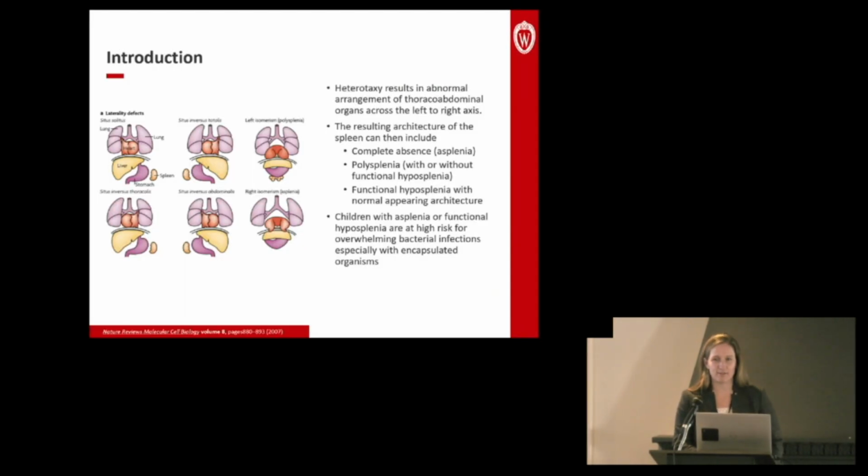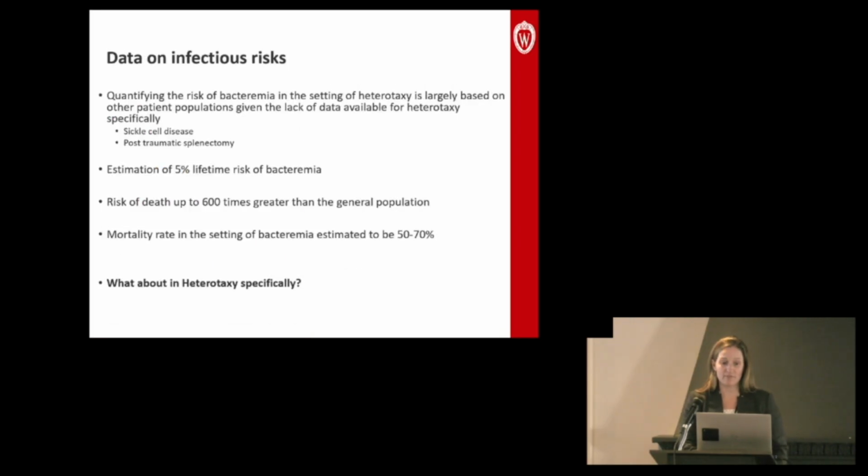Dr. McDonald did a great intro for some of my talks, so I'm not going to have to go over everything. As we've heard many times today, heterotaxy results in abnormal arrangement across the left-right axis, and there are 3 possible spleen outcomes. You can have a normal appearing spleen, polysplenia, or asplenia, and all are at risk of abnormal splenic function and heterotaxy. As we've discussed, they're at specific risk for encapsulated organism bacteremia or invasive infection.